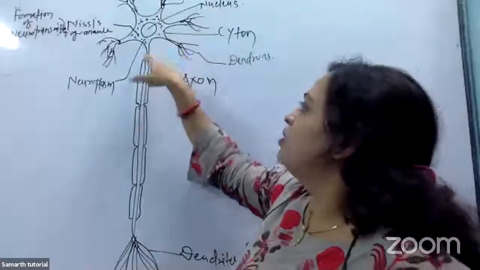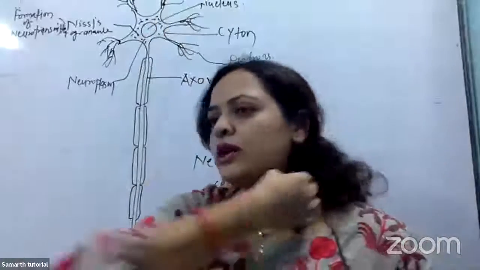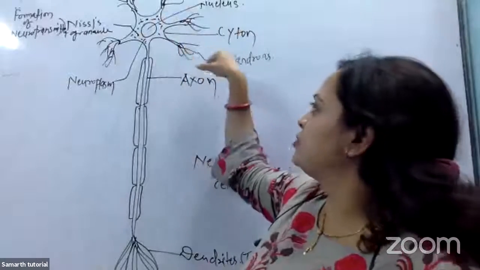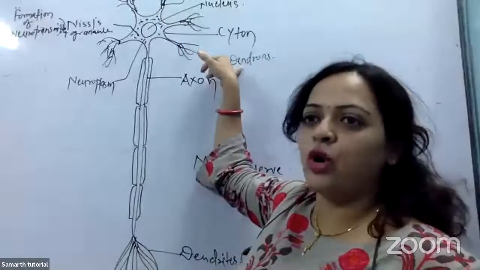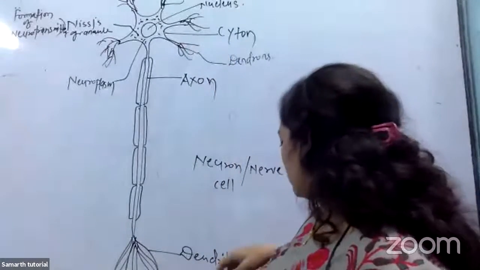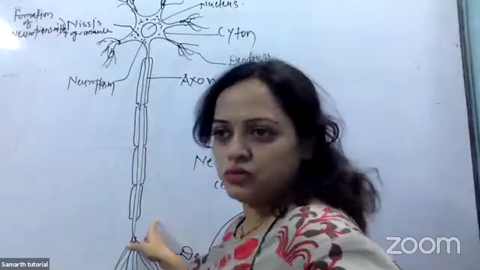Now from each cyton, from the central structure of the cyton, arise several branches which divide into sub-branches. These are called the dendrons. Similar kinds of dendrons or dendrites are present at the end of the axon also.